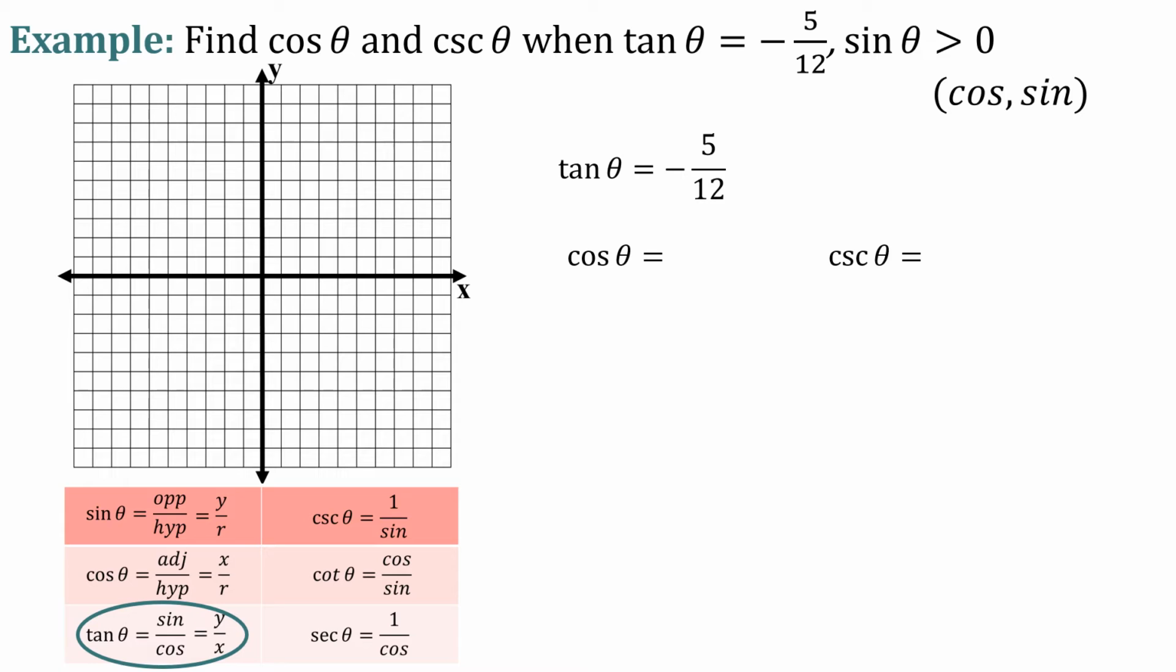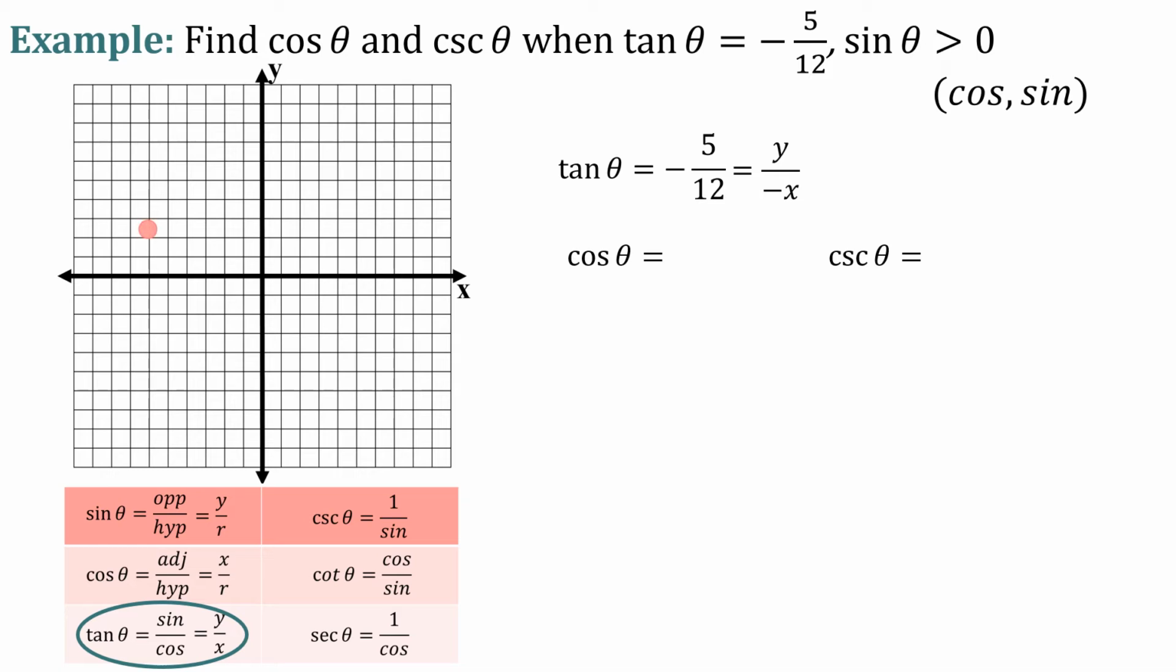So we know that tangent is y over x. So that is going to be y over negative x. The y is 5, and the x is negative 12. Why did I say that the x was negative instead of making the y negative? Because we usually don't have negatives in the bottom of our fractions. Well, it's because they said that sine is greater than 0. Sine has to be positive. And we know that sine is y. So the y has to be positive, so 5 has to be positive, which makes 12 negative.